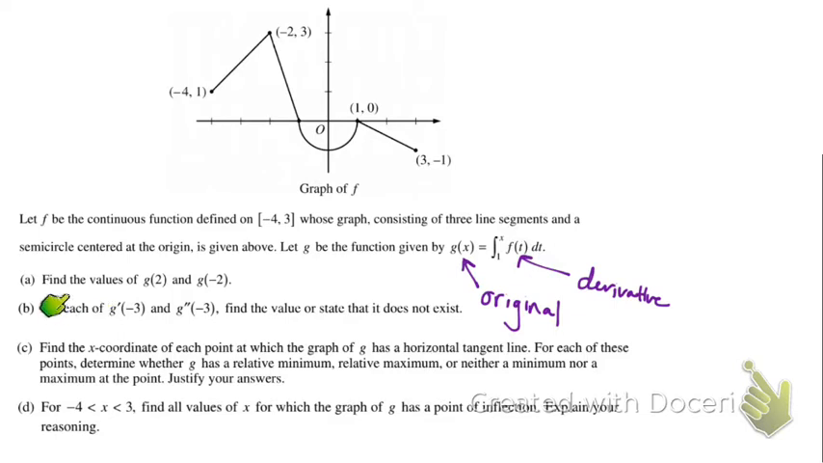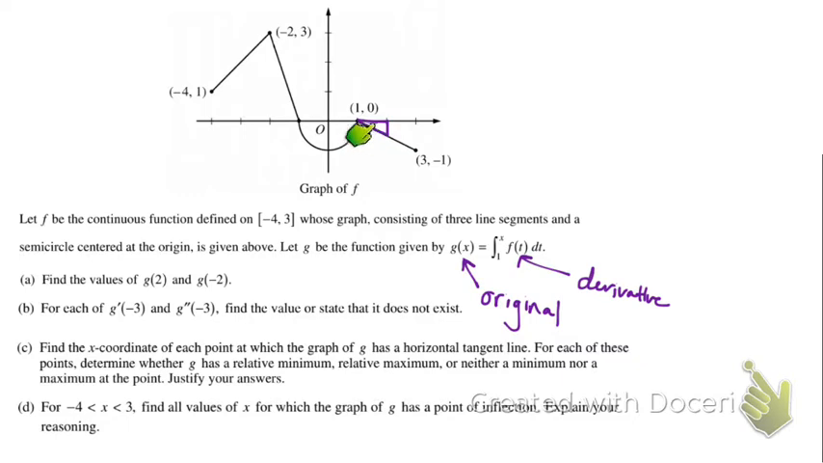So question 1 says find the values of g of 2 and g of -2. So if I plug in 2 here and -2 here, g of 2 would be the integral from 1 to 2 of f of t dt. The integral from 1 to 2 is this area right here. That's the integral from 1 to 2.